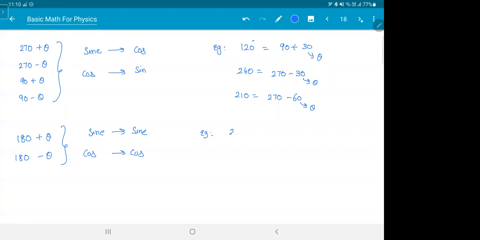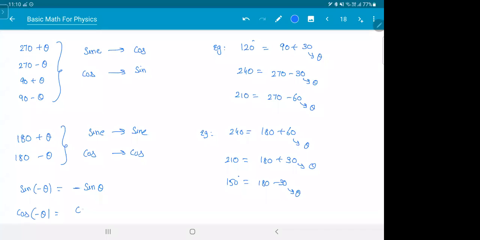So for example, the same thing, 240 I can write as 180 plus 60. Right? Same thing, 210 can also be written as 180 plus 30. 150 can also be written as 180 minus 30. 30 is theta. And sine of minus theta is minus sine theta, the minus comes out. But cos is special. Cos of minus theta, the minus doesn't come out. It is plus only. Now, these things you should know.